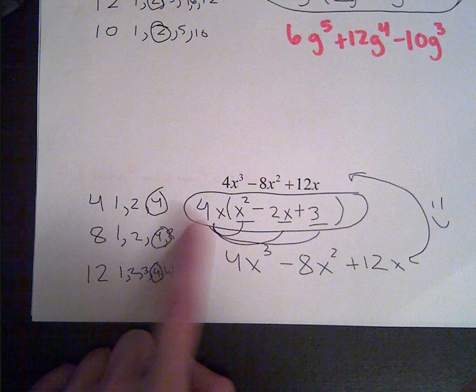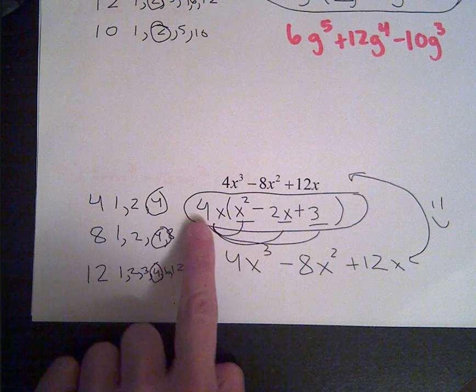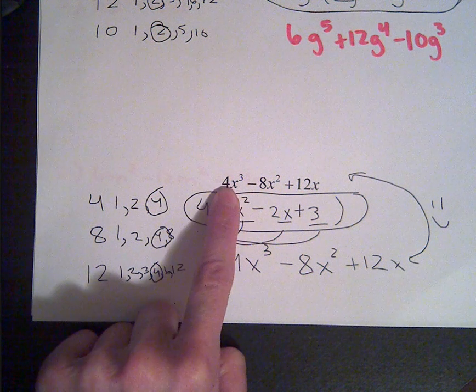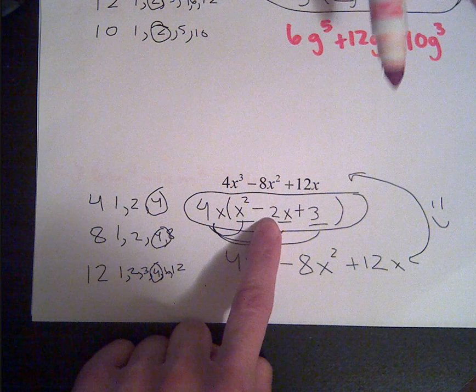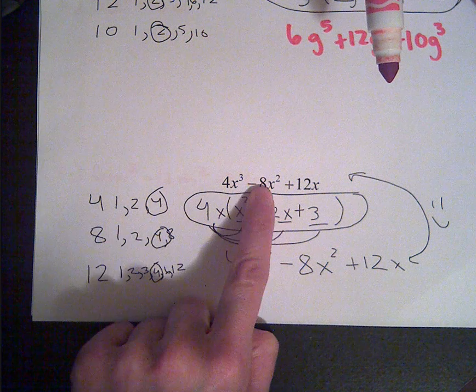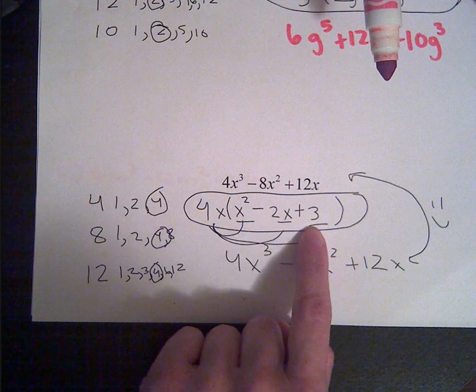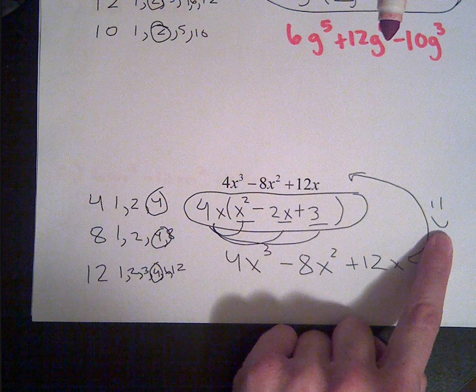So again, you're working backwards. 4x times what gives you 4x to the 3rd? It's got to be x squared, because x to the 1st plus x squared gives x to the 3rd. 4 times what gives you negative 8? Negative 2. X times x gives you x squared. 4x times what gives you 12x? It's 3. And again, what I did here is I just checked my answer. I put a little smiley face because it works.